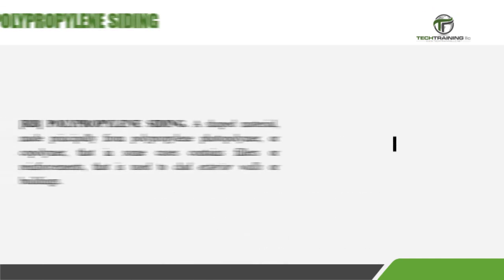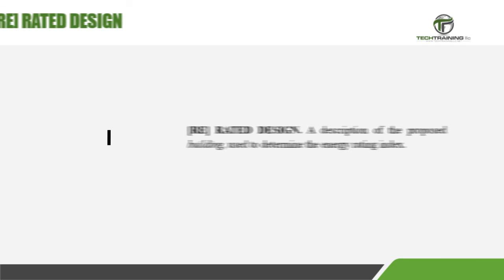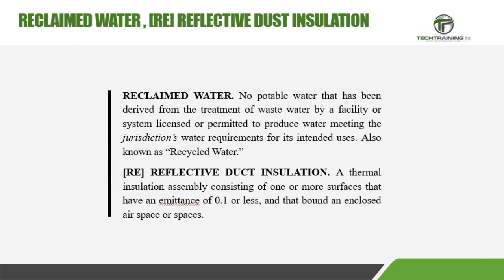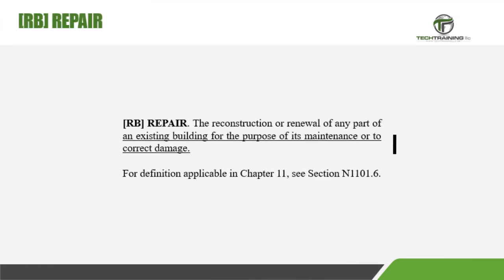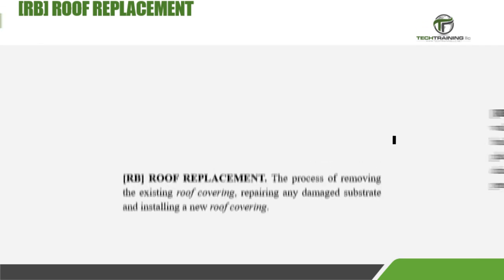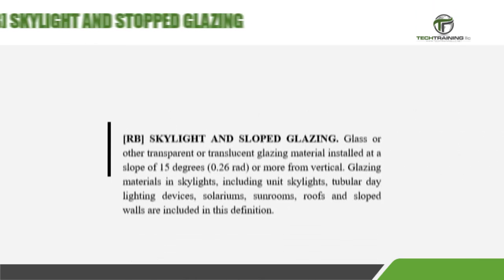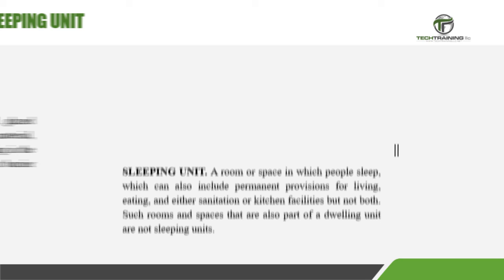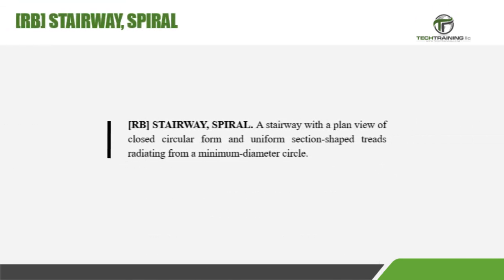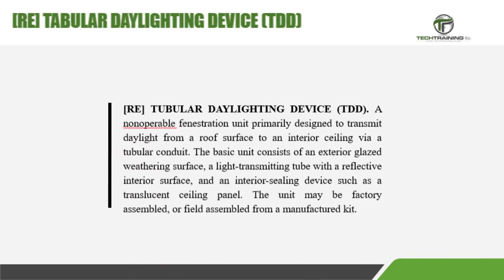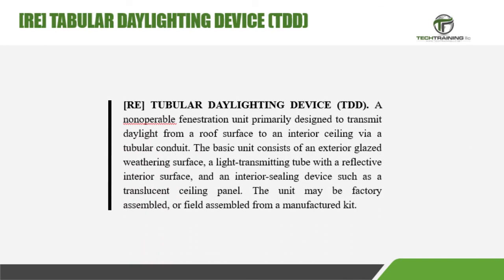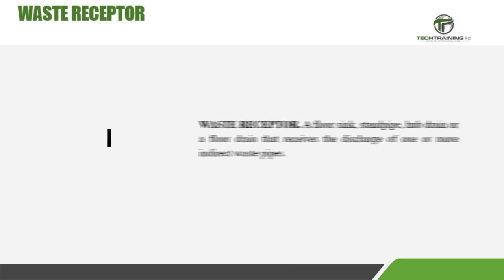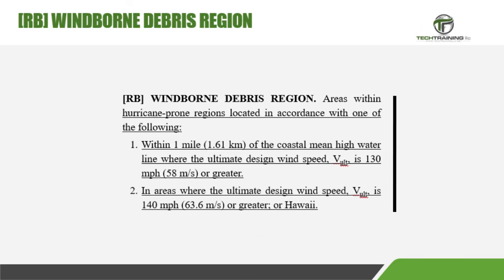pollution, polypropylene siding, rated design, reclaimed water and reflective dust insulation, repair, roof replacement, shingle fashion, skylight and stopped glazing, skylight unit, sleeping unit, stairway spiral, tubular daylighting device, TDD, waste receptor, and finally, windborne debris region. And this concludes Chapter 2, Definitions.